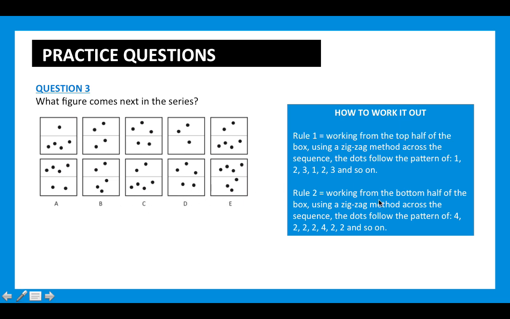Working from the bottom half of the box using a zigzag method, the dots follow the pattern of 4, 2, 2, 2, 4, and so on. So you know that the answer is B, because in the top box we'll have to have 2 dots.